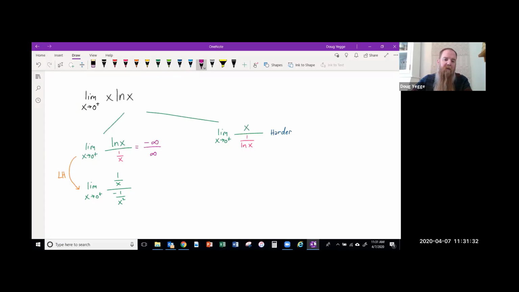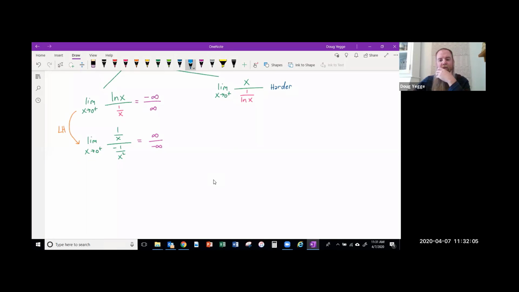But notice here that if you take a look again, from the right side, when I plug in 0 for 1 over x, I get infinity. When I go to 0 from the right on the function on the bottom, I get negative infinity. It's still indeterminate form. So L'Hopital's rule? No? Nobody? Seems an easier way to simplify.